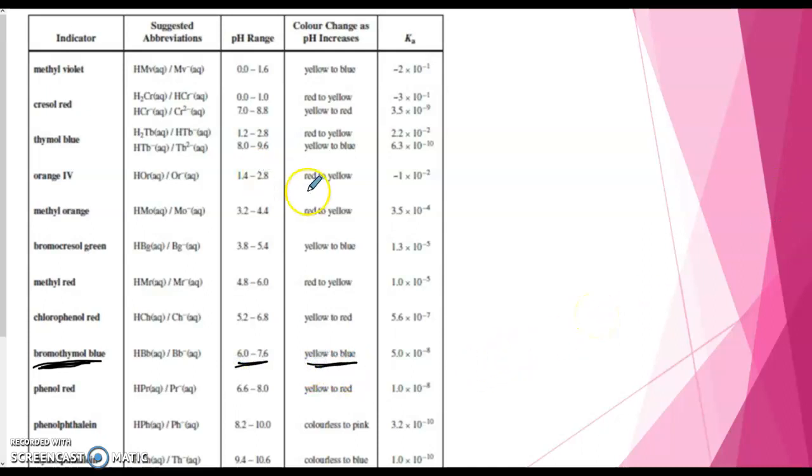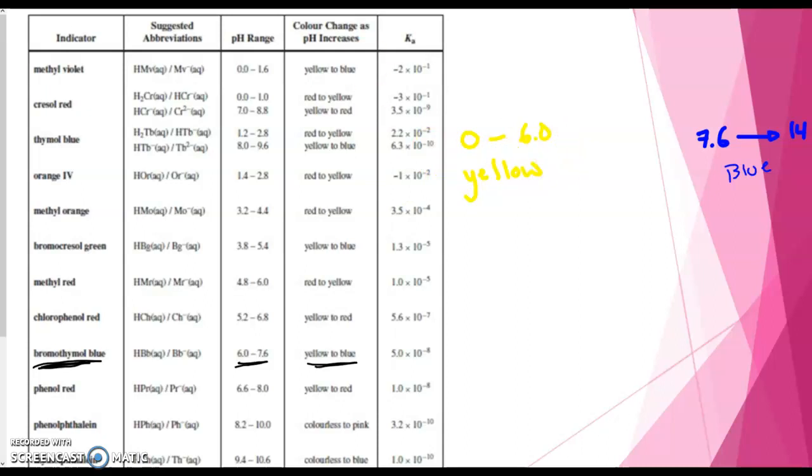Well, if you have a pH of 7.6 and higher, so remember up to 14, the color of the bromothymol blue will be blue in this range. If you have a substance that is 0 to 6.0, that'll be yellow, right?